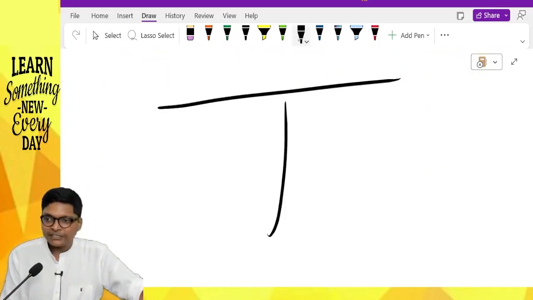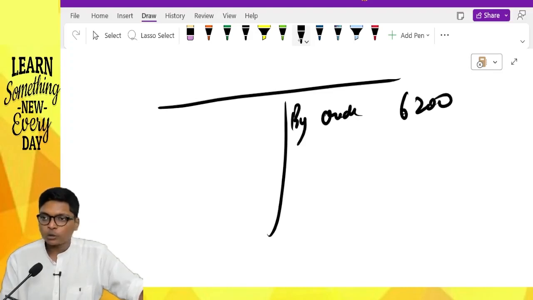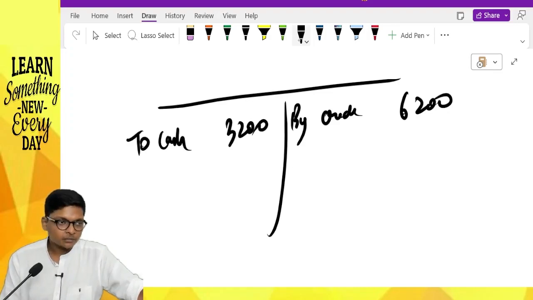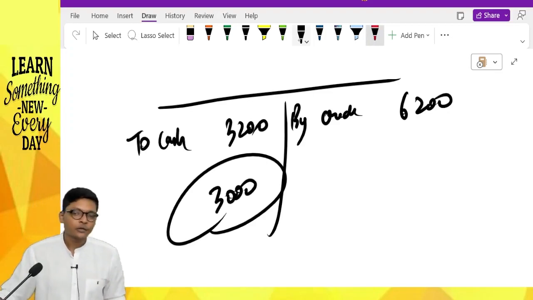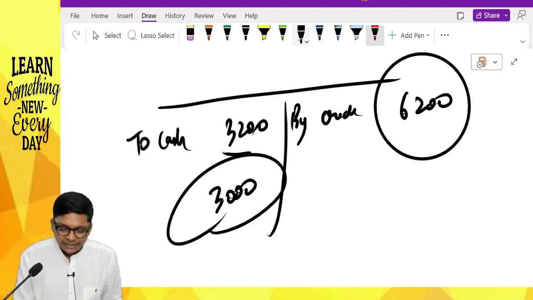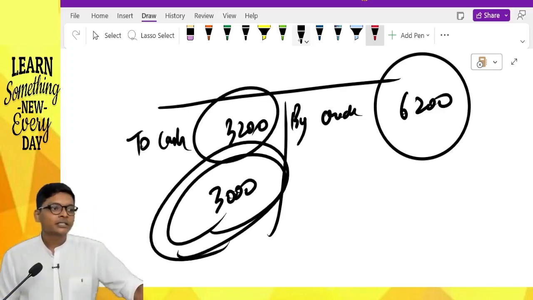Already in the realization account, do you have the loan creditors 6,200? Yes or no? Now you are paying them cash 3,200. What is the net impact? Profit. Correct? Are you following, guys? This was already there in books when I transferred. Now I am settling by paying cash of 3,200. So net profit is 3,000.